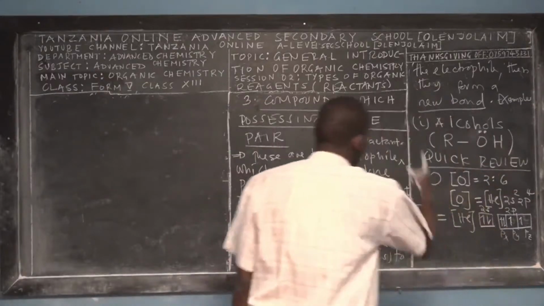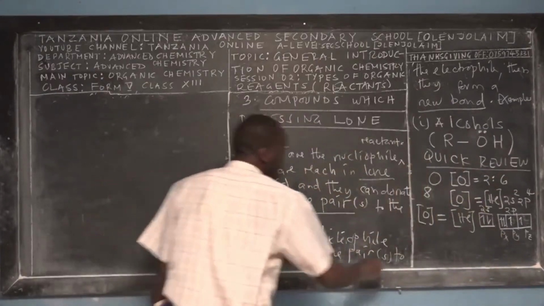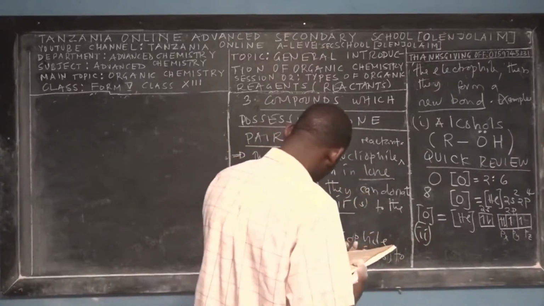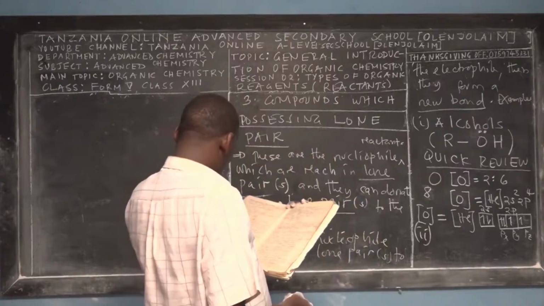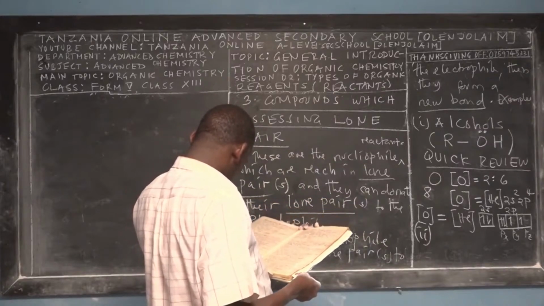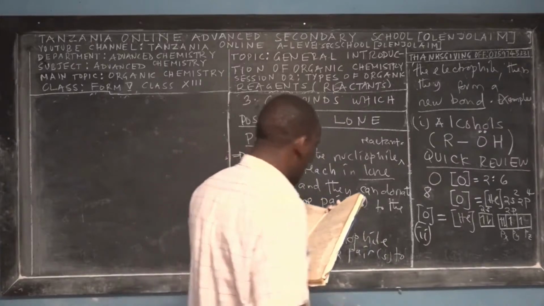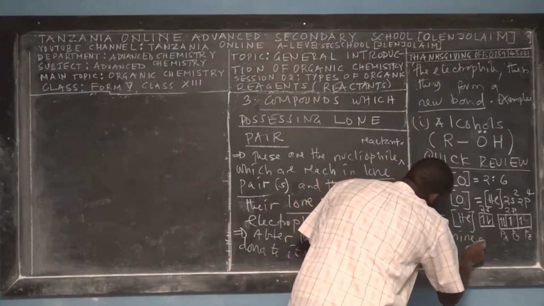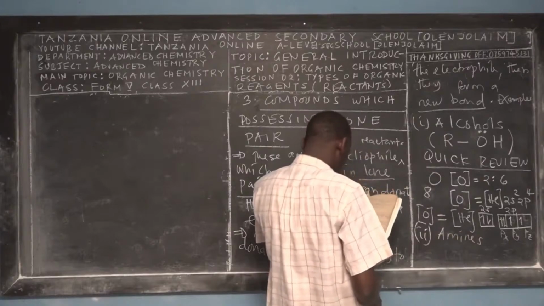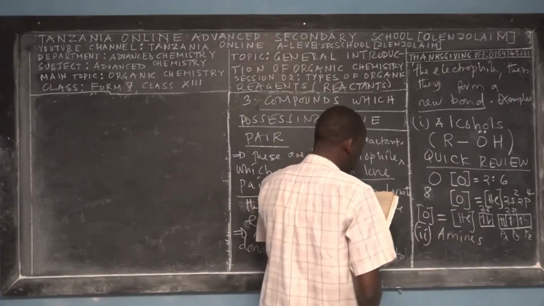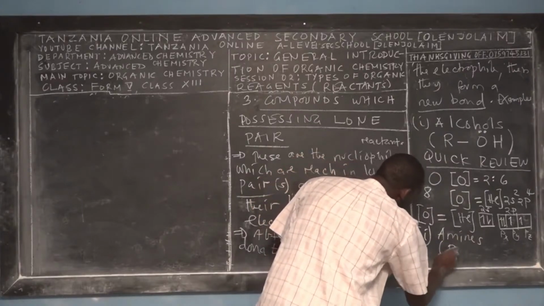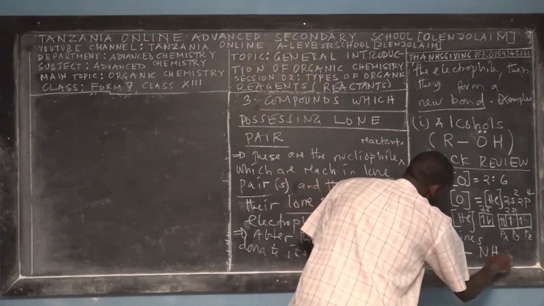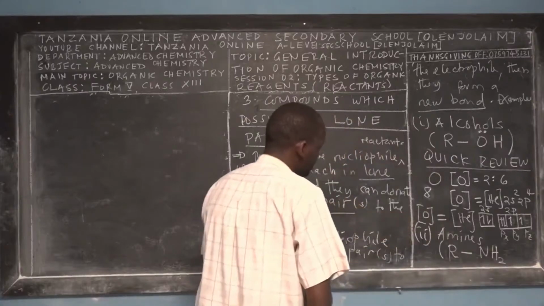That's why we say these are nucleophiles possessing lone pairs. And then we have another example, which is amines. According to the syllabus, we have to cover amines at the Form 6 level. The functional group of an amine is a hydrocarbon and NH2. This is the functional group.